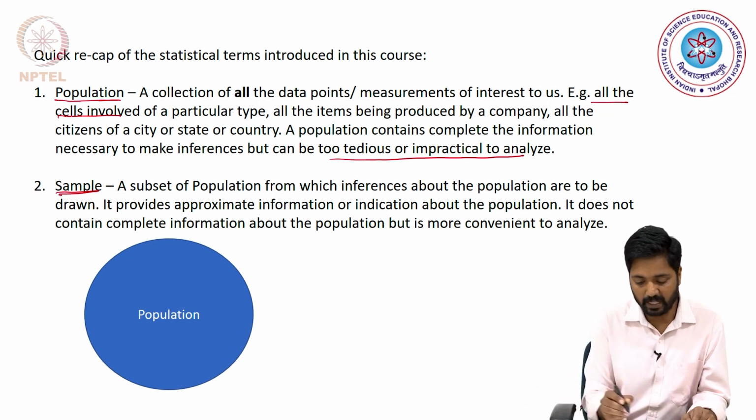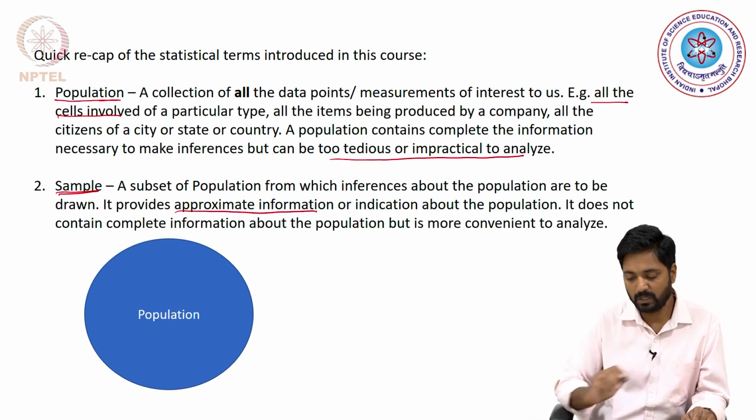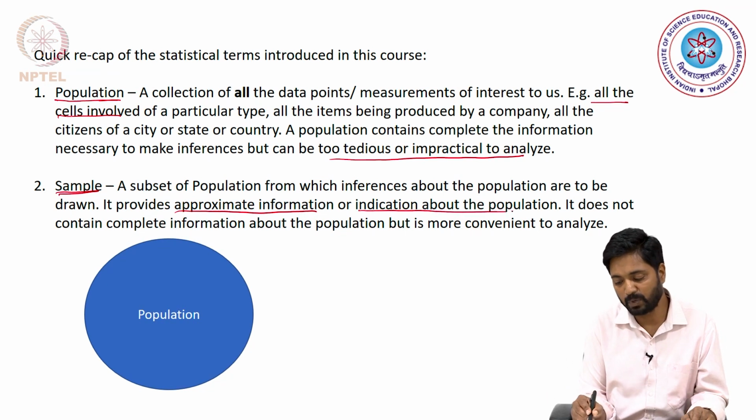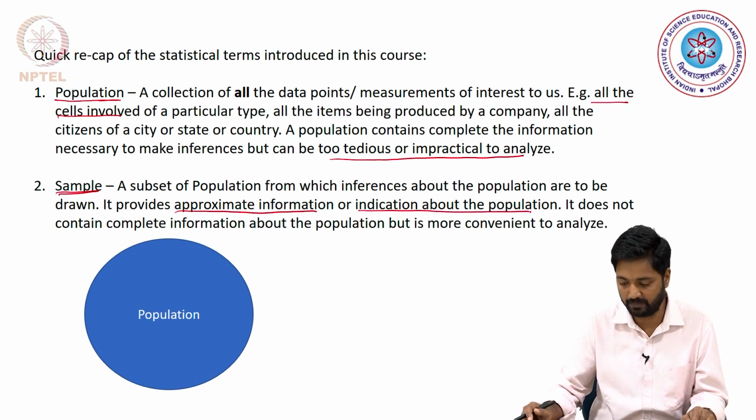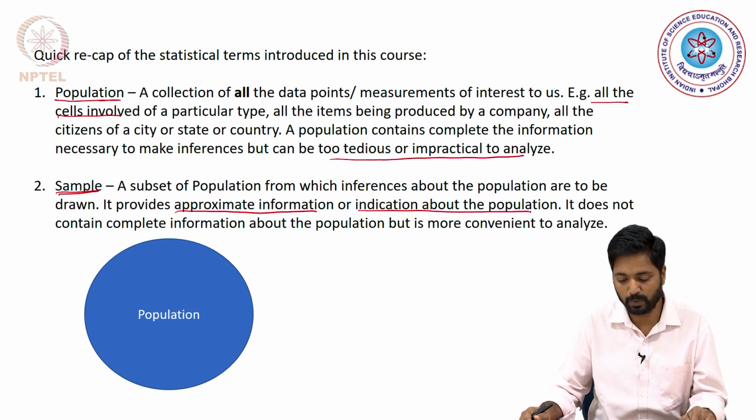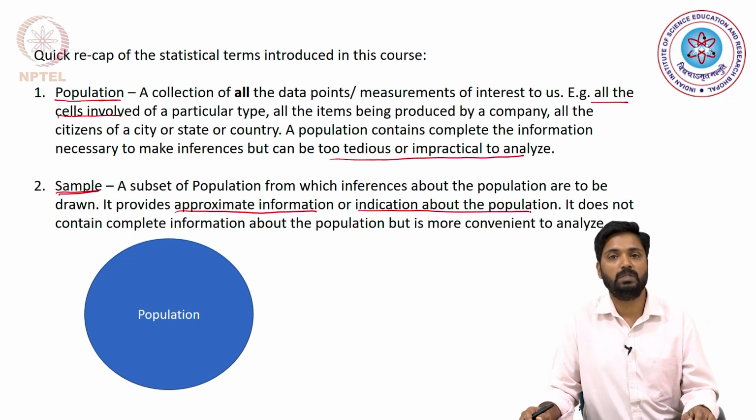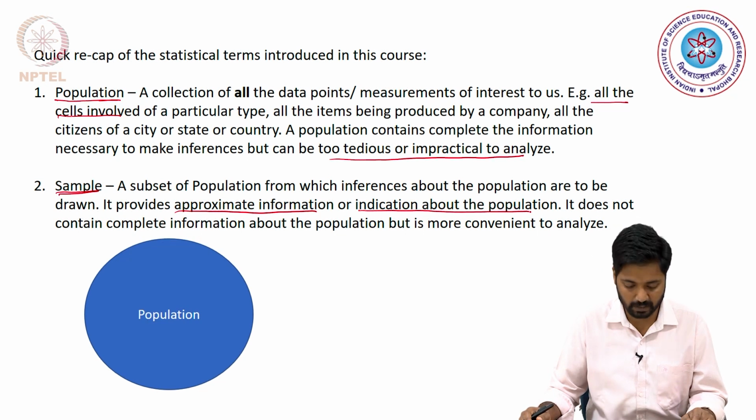It provides an approximate information or an indication about the population that we are dealing with. It does not contain the complete information about the population. However, analyzing a smaller sample is more convenient. Now, the same concept can be understood by use of the Venn diagrams.